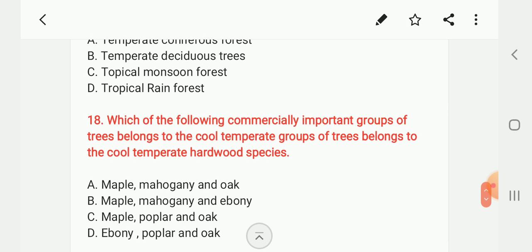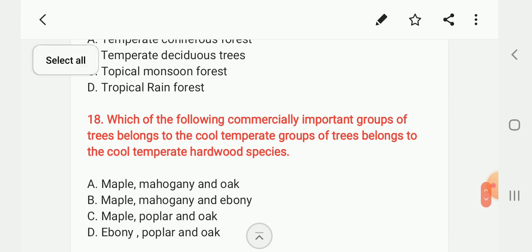Question 18. Which of the following commercially important groups of trees belonging to the cool temperate groups of trees belongs to the hardwood species? A maple, mahogany and oak, B maple, mahogany and ebony, C maple, poplar and oak, D ebony, poplar and oak. The correct answer is C, maple, poplar and oak.